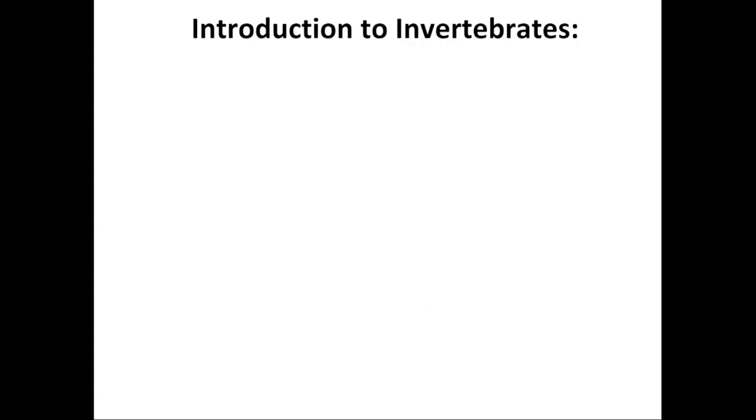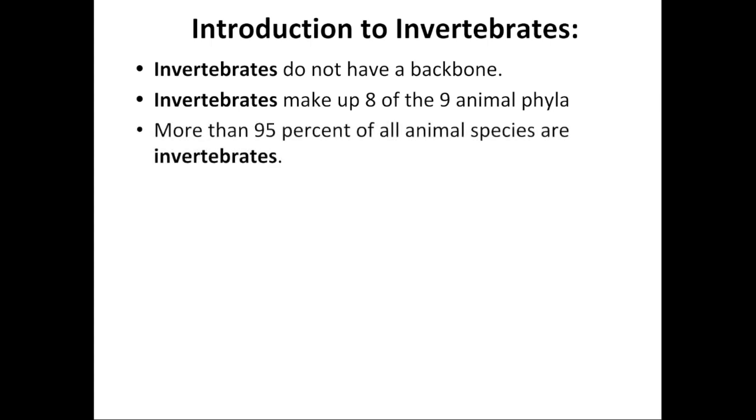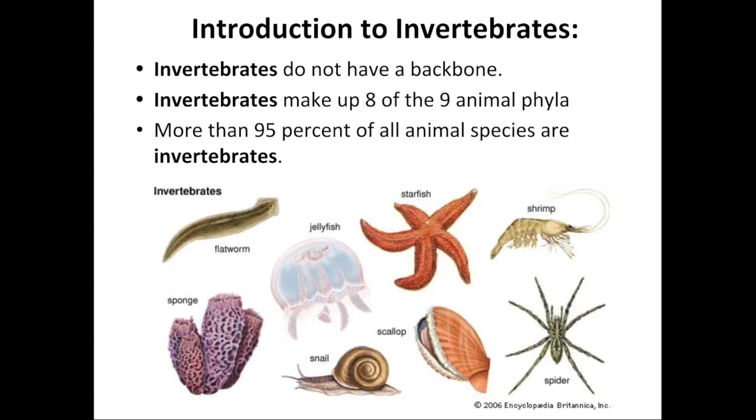All right. So we're going to start with the invertebrates rather than the vertebrates. And what is an invertebrate? An invertebrate is an animal that does not have a backbone. The invertebrates make up 8 of the 9 animal phyla. More than 95% of all animal species are invertebrates, so the vast majority of animals on Earth. And there's still a lot of diversity between these invertebrates.